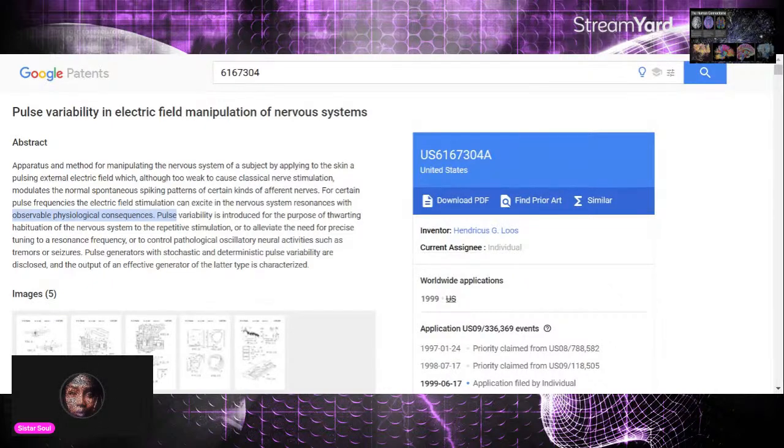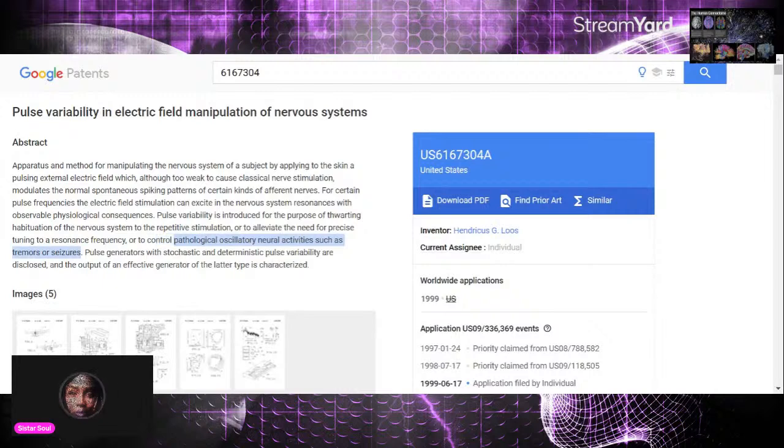So making something a habit, habituation of the nervous system, making a habit in the nervous system to the repetitive stimulation, right? Or to alleviate the need for precise tuning to the resonance frequency, or to control the pathological oscillatory neural activities in your nervous system, right? The activities such as tremors or seizures.